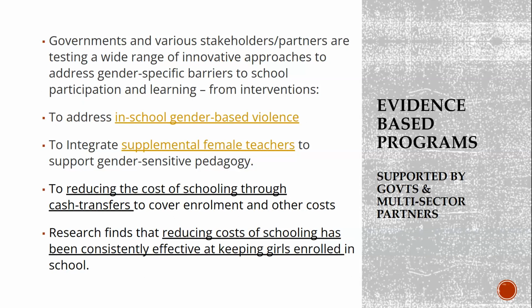So in conclusion of introducing today's topic, I just also want to point out that at the moment, we have governments and various stakeholders and partners that are testing a wide range of innovative approaches to address gender-specific barriers to school participation and learning from interventions. Some of the ones that we've looked at is school gender-based violence. One of our case studies last week in Zimbabwe was about gender-based violence in schools. Other things that have been done are integrating supplemental female teachers to support gender-sensitive pedagogy, and reducing the cost of schooling through cash transfers in order to keep girls in school.